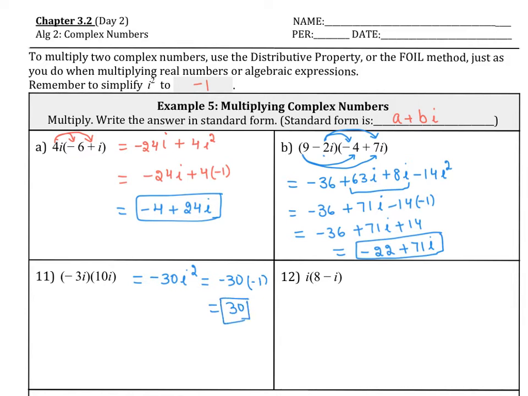For number 12, you're going to distribute the i inside. So you're going to get 8i minus i squared. So you're going to get 8i minus -1. So the answer is 8i plus 1. Rewrite it into standard form, which means the real part first and then the imaginary part. So 1 plus 8i is your answer.